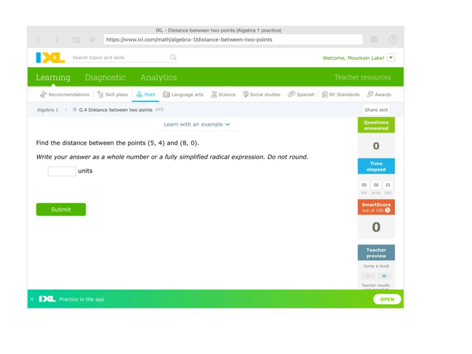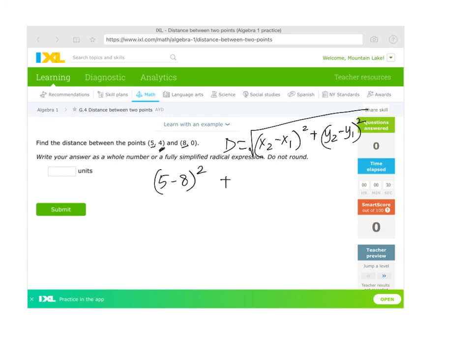And then for distance between 2 points, what did we learn about the distance formula? We said subtract the 2 x's and square, and then subtract the 2 y's and square. So let's put that up here. Distance is equal to x2 minus x1 squared plus y2 minus y1 squared, and then the square root of the entire thing. So let's subtract the 2 x's: 5 minus 8 and squared, and let's subtract the 2 y's, 4 and 0 squared, and square root.